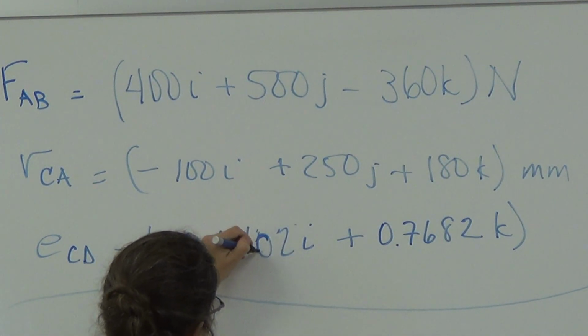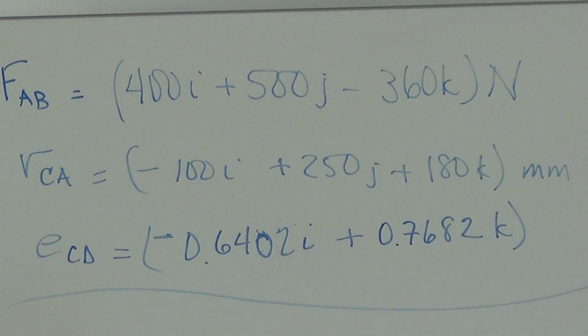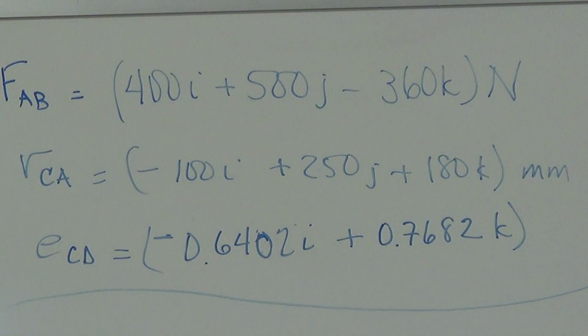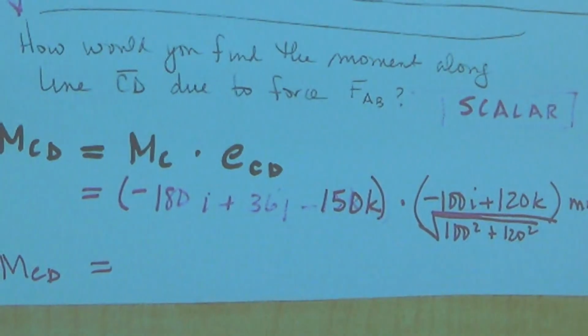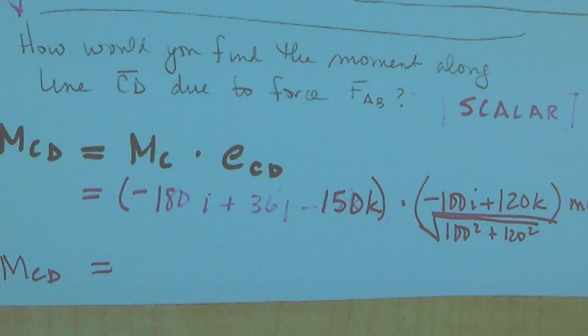This is where the checks come in handy, right? It's pretty small. Okay, what did you get for the moment about CD? It came out to be a weird answer. 0. It should have been 0. It's a scalar, so you should have gotten 0.